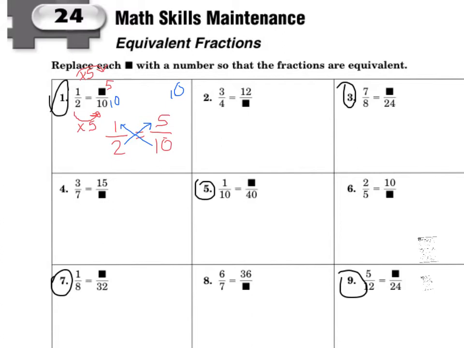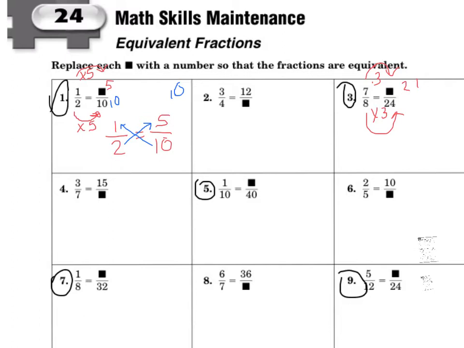On number 3, how do you get from 8 to 24? You'd have to take it times what? Times 3. So that means we're going to multiply 7 times 3. And what does that make? 7 times 3 is what? 21. All right, let's look at number 5.